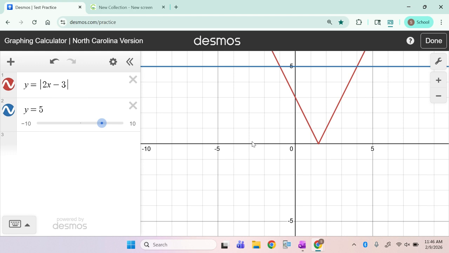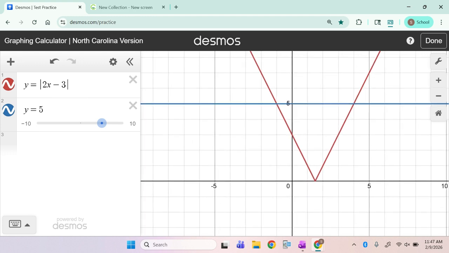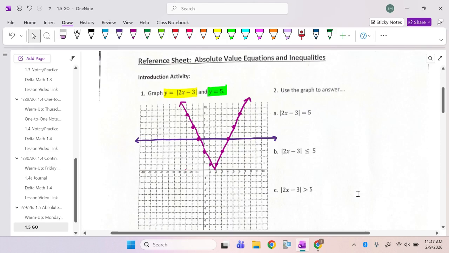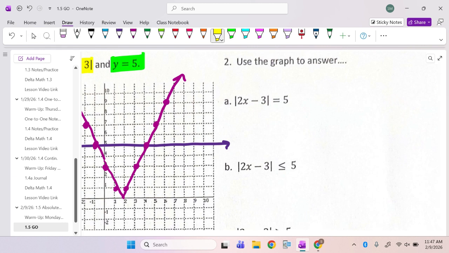Now, when it comes to solving equations, you can solve basically any equation, regardless of whether it's absolute value, exponential, logarithmic, linear, quadratic, whatever. You can solve any equation in Desmos. Now, if we look back at our sheet, here's the first question. What if we set the absolute value of 2x minus 3 equal to 5?